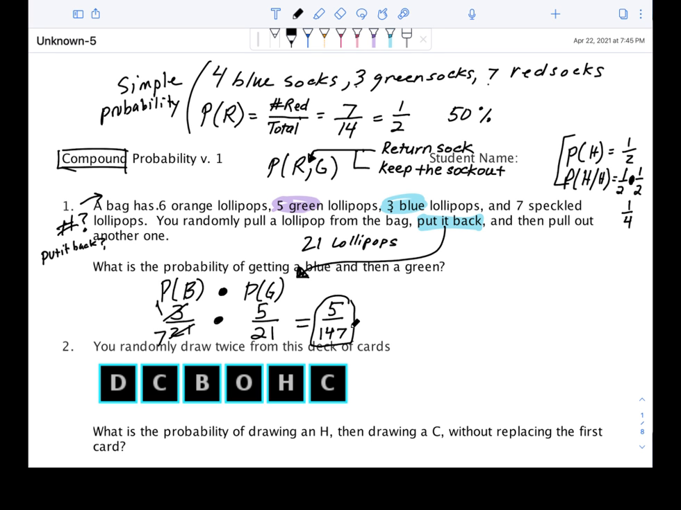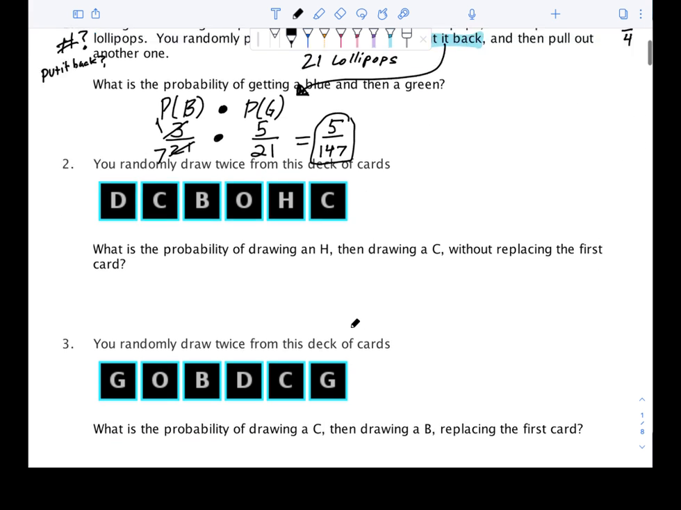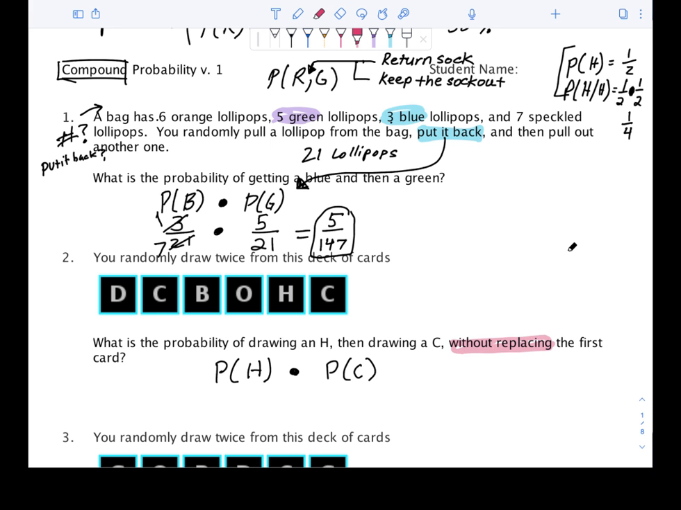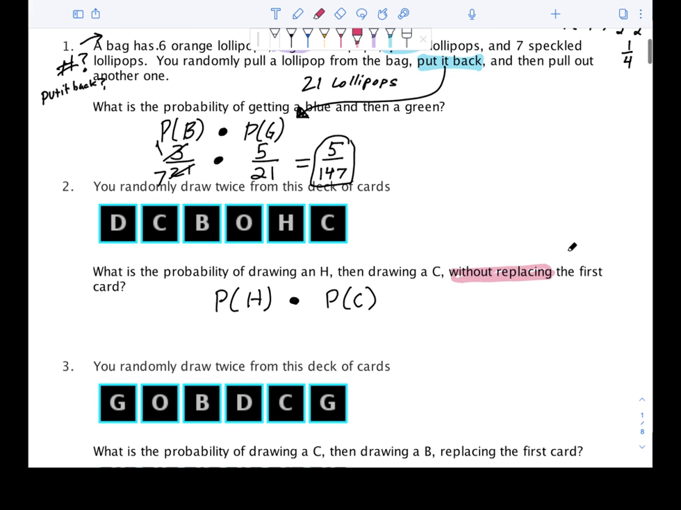Okay, so you randomly draw twice from this deck of cards. What is the probability of drawing an H and then drawing a C? And we're going to multiply that. I'm going to highlight this: without replacing the first card. Without replacement. So this is different. The other one did replace it. This one's not going to.